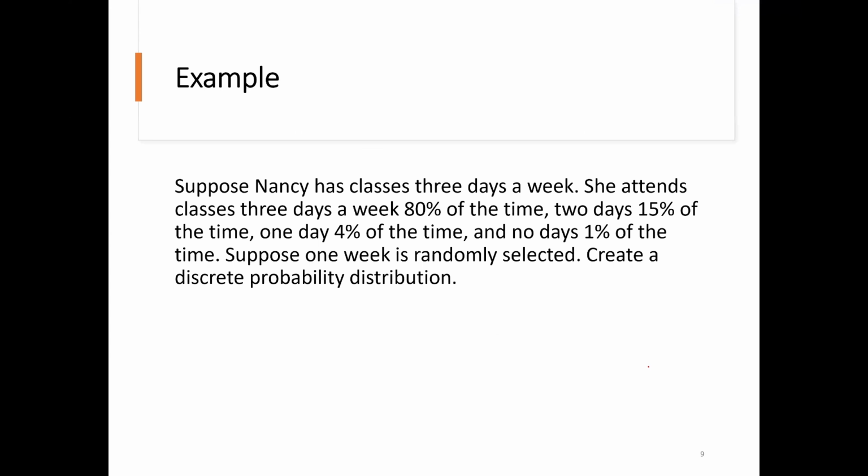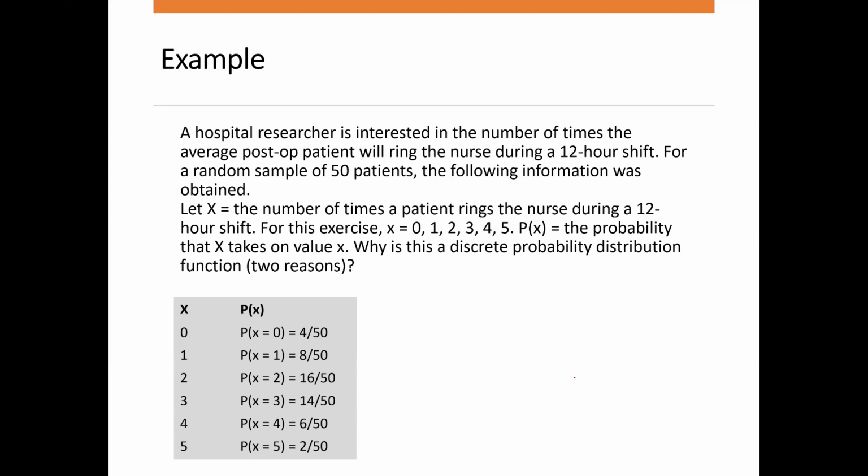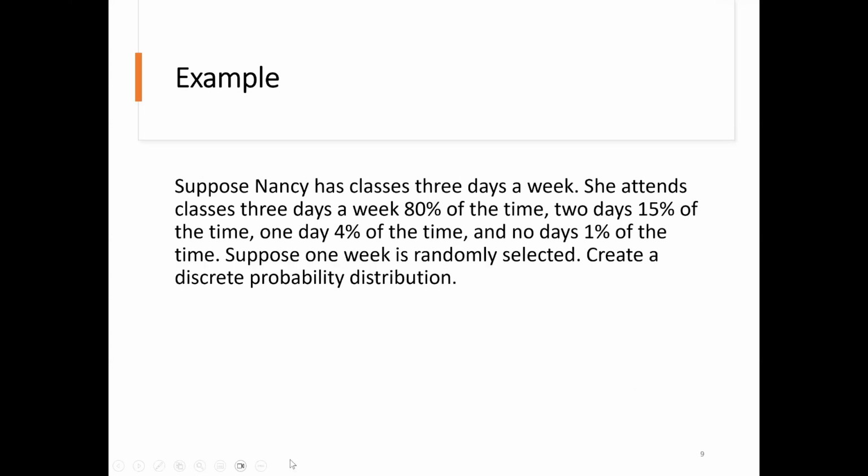Okay, suppose Nancy has classes 3 days a week. She attends classes 3 days a week 80% of the time, 2 days 15% of the time, 1 day 4% of the time, and no days 1% of the time. Whoa. Suppose 1 week is randomly selected. Create a discrete probability distribution.